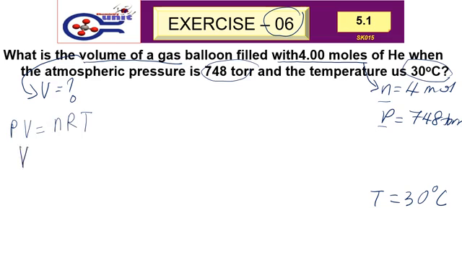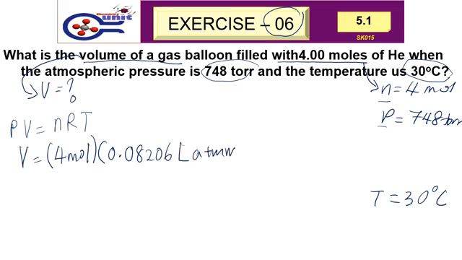So nak calculate the V mesti sama dengan N value kita iaitu 4 mole, multiply by R value, is constant value, 0.08206 liter ATM per mole per Kelvin. Okay, and then the temperature provided here is 30 degree Celsius. So kita kena convert. Boleh ke kita terus? Tak boleh. Kena convert kepada Kelvin iaitu 30 campur dengan 273.15.